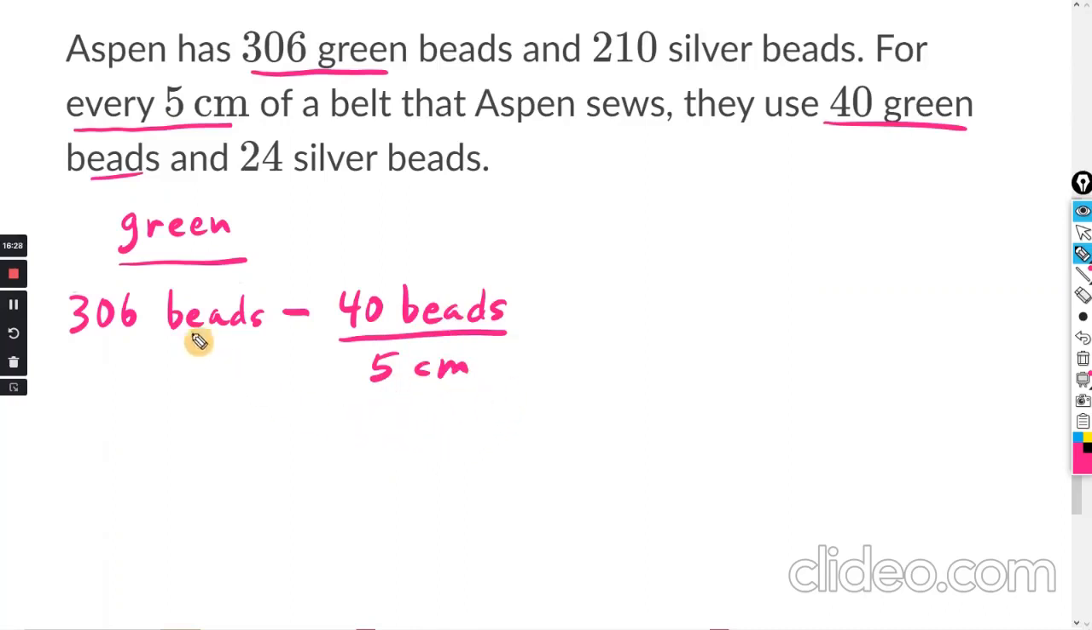Alright, and since these units are beads, we need centimeters to cancel. So we're going to multiply by the number of centimeters. I'll just call it x centimeters. So in this case, centimeters divided by centimeters is going to drop out. And we're going to have 306 minus 40 over 5x. Okay, and x is the number of centimeters.